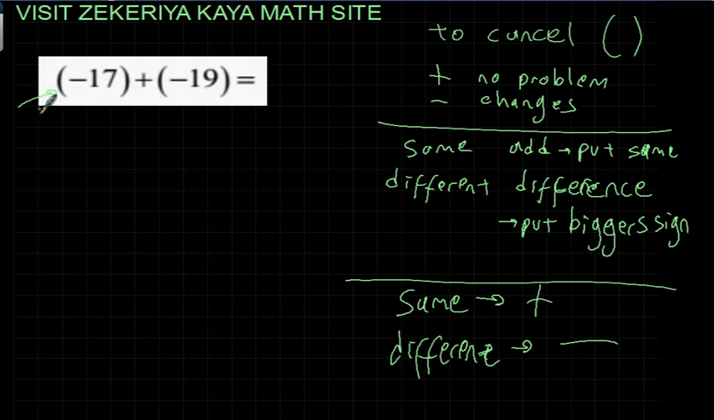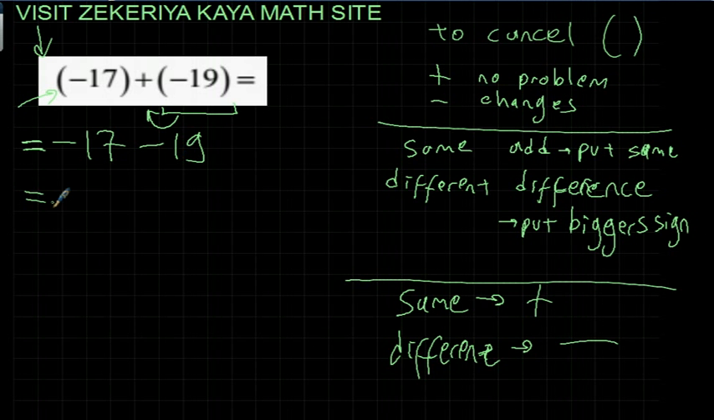So firstly, we must cancel the parentheses. To cancel the first parentheses, there is no problem in front of it. You cancel it directly. Let's put here an equal sign. Minus 17 comes out directly. Then, to cancel the second parenthesis, we look for what is there in front of it. What is there before the second parenthesis? Plus. You will cancel it directly. Minus 19 will come out.